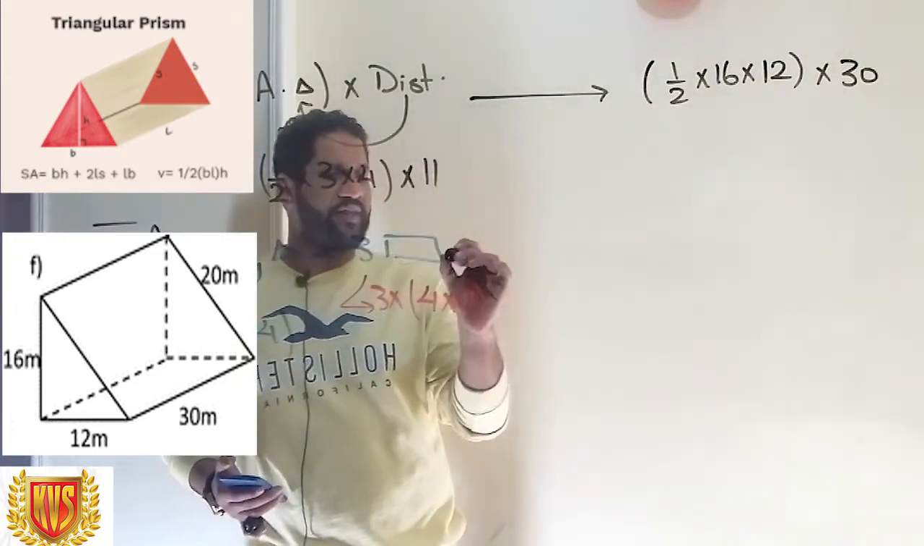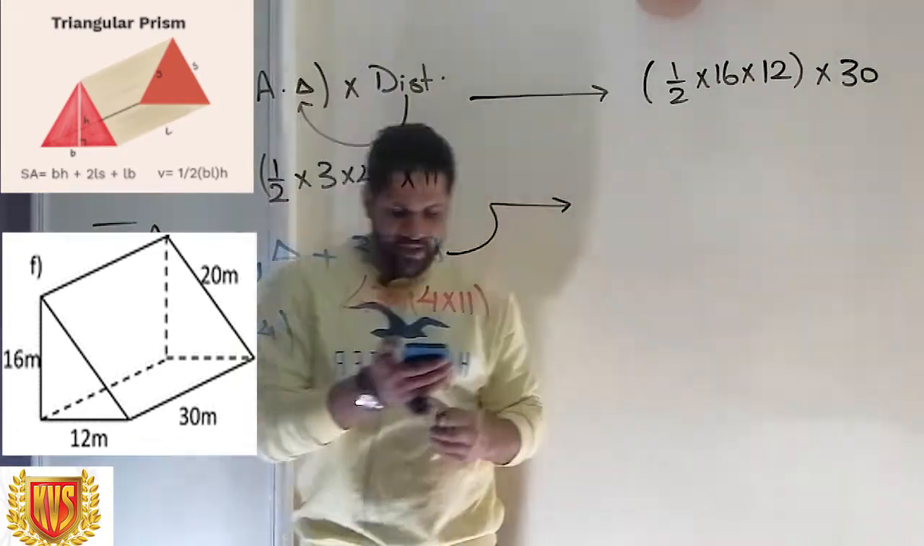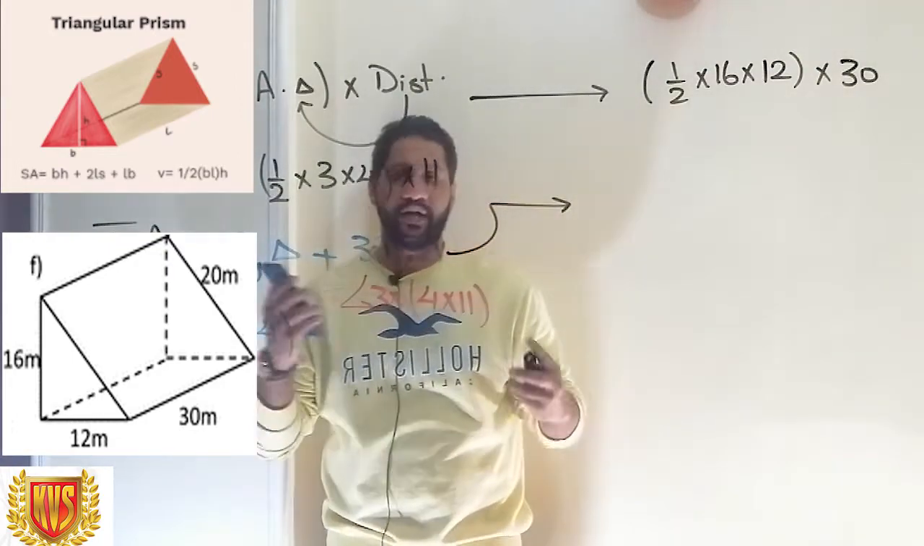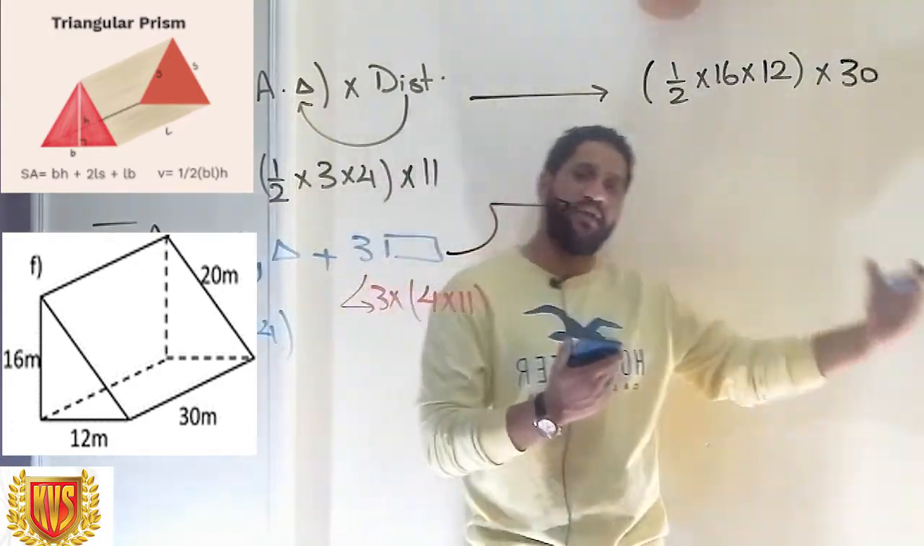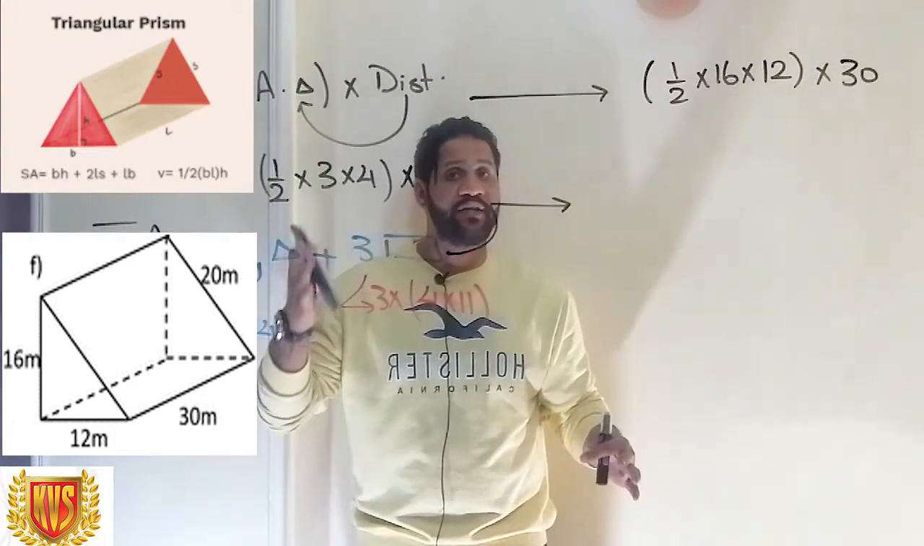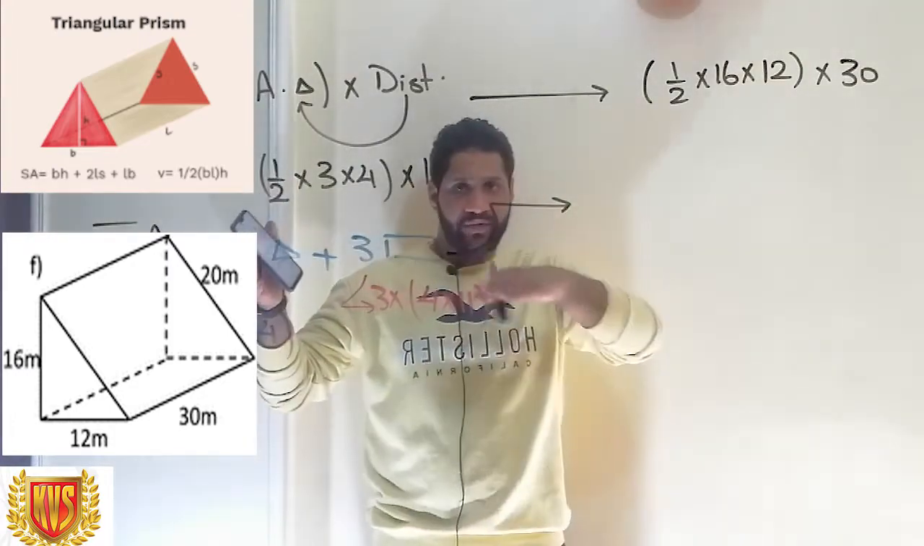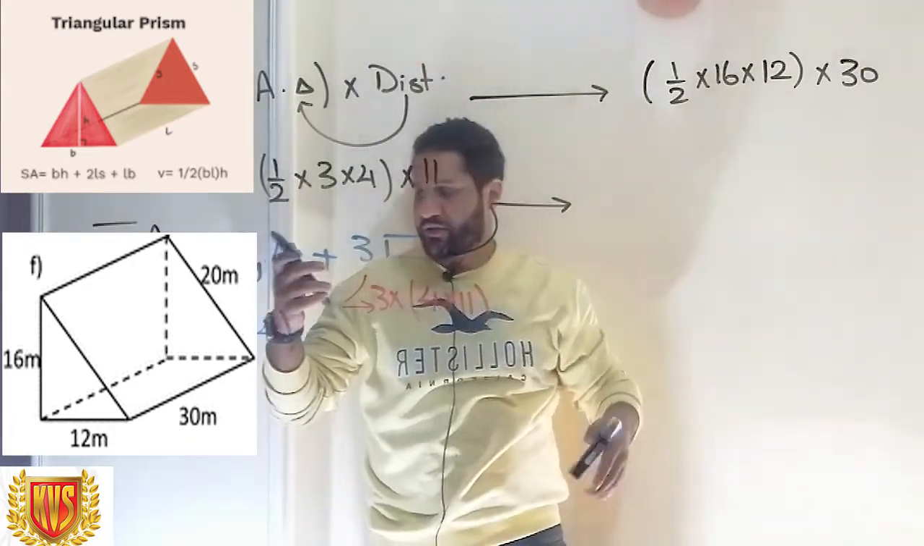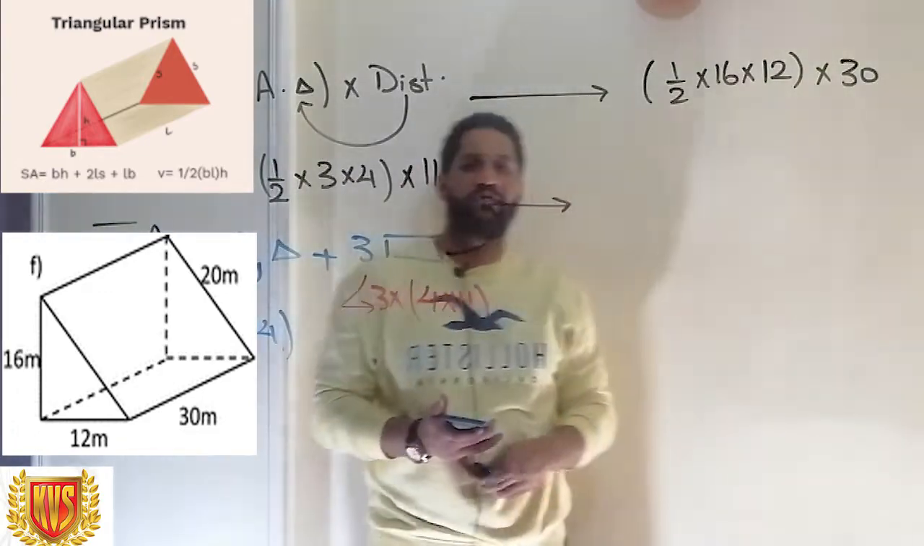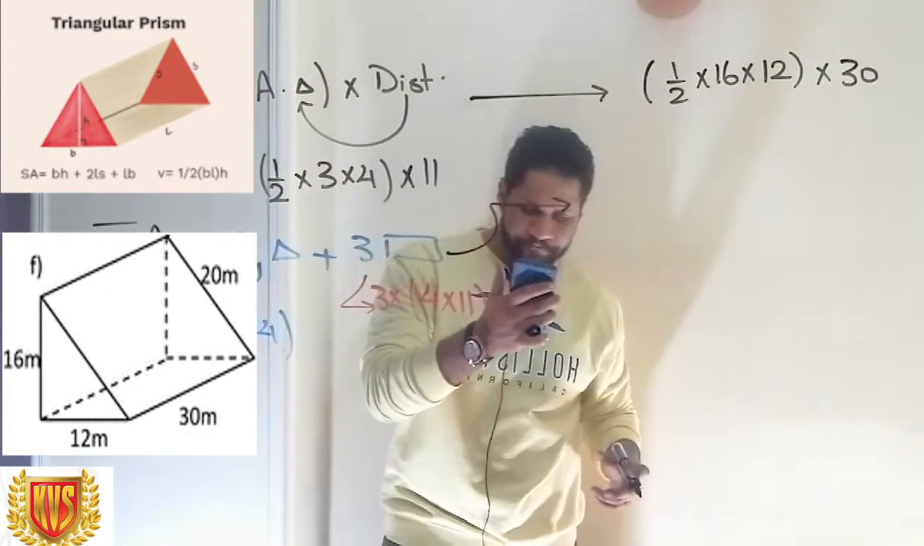Okay, let's get the area. As you can see, the shape consists of two triangles, the one at the front and the one at the back. And I have three rectangles, one at the back, one down, and one inclined like this. Let's find the area of the three rectangles.